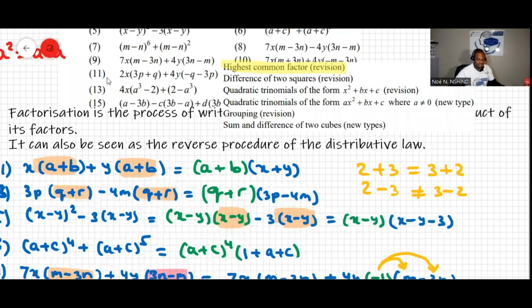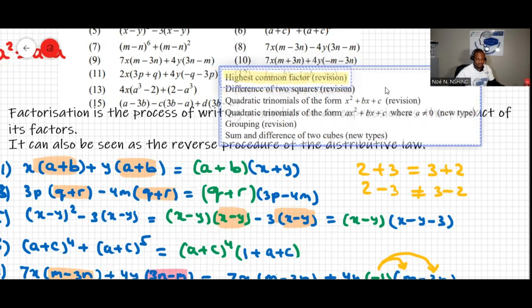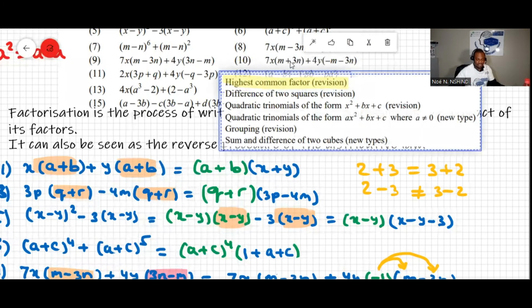Now, question 11, for instance. Yeah, question 11 and 10 are also similar. Okay, let's start with 10. 7x, open brackets, m plus 3n, plus 4y, open brackets, negative m minus 3n. Okay.